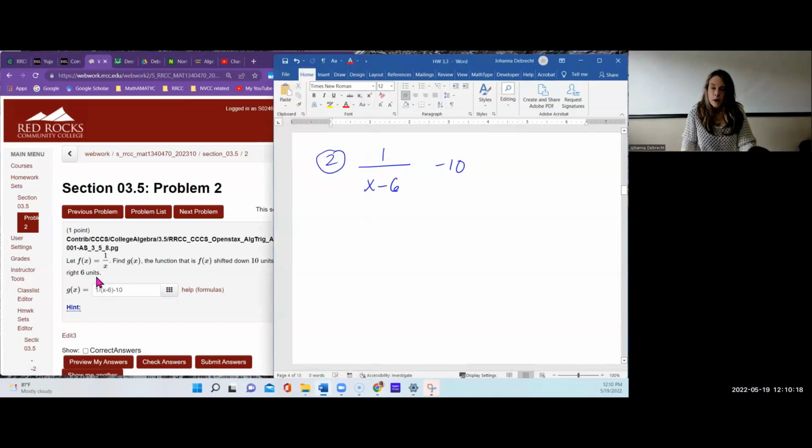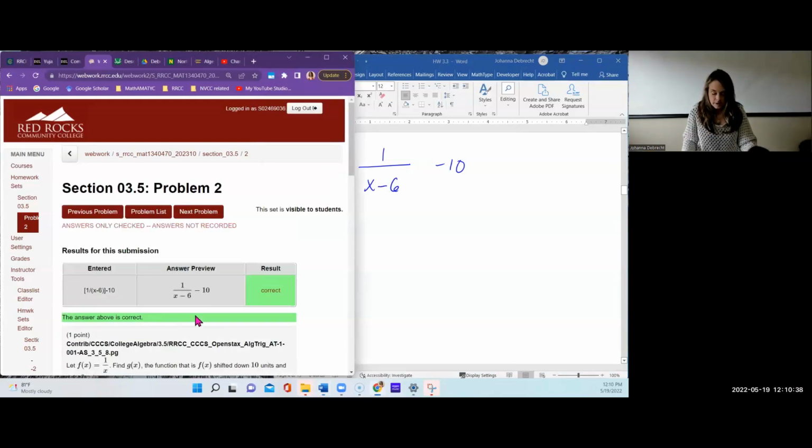What about the shift right 6? If I go right 6, that would be the opposite to what I expect because it's inside the main fraction. Now this is going to shift it to the right by putting minus 6. It looks, I think, like what I'm expecting the answer to be. So let's check. Make sure that this representation matches the one you have here, and it is correct.